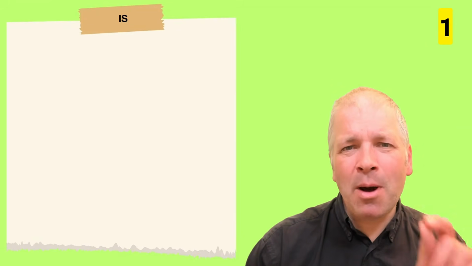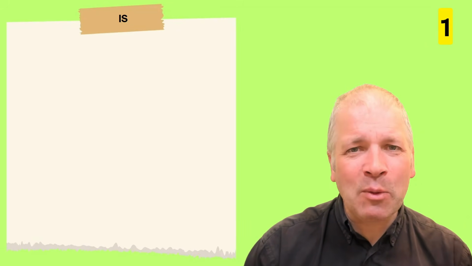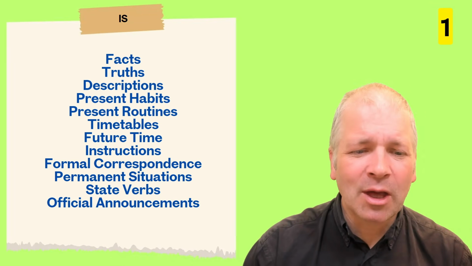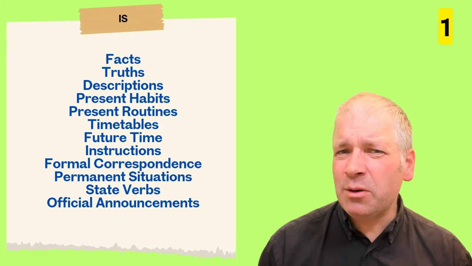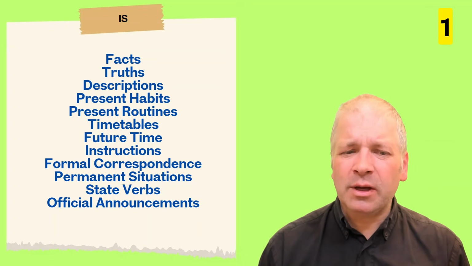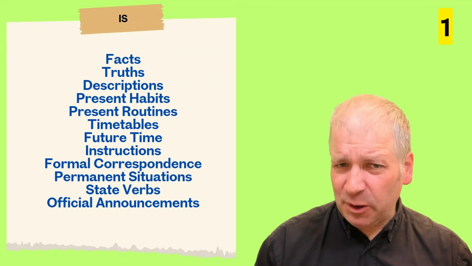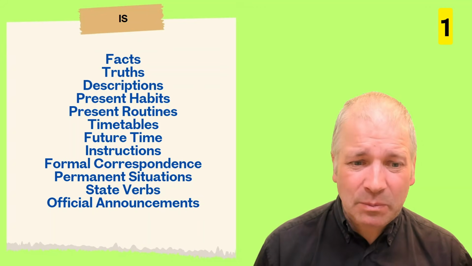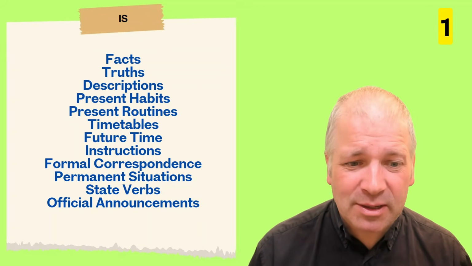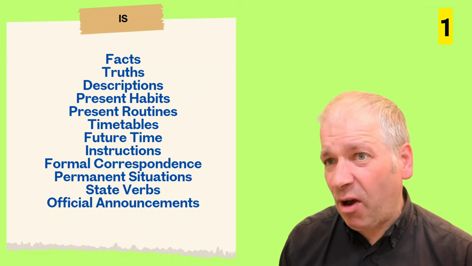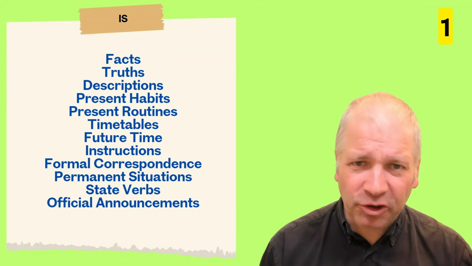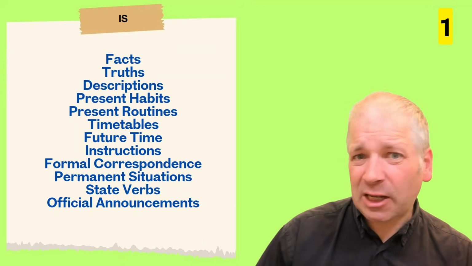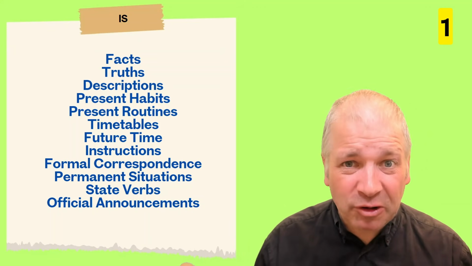What's number 1 then? Well, it has to be is. Is is the most important verb that we use in English. We use it for all of these reasons in the present simple. We use it to give facts and truths, descriptions, habits which are still true in the present, routines which are still true in the present, timetables, the train is at 9 o'clock, future time. Well, if I say the train is at 9 o'clock, the train leaves in the future, so it's future time.